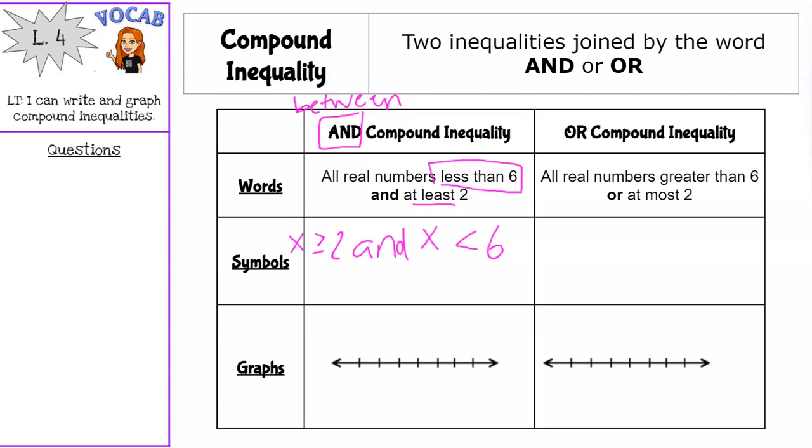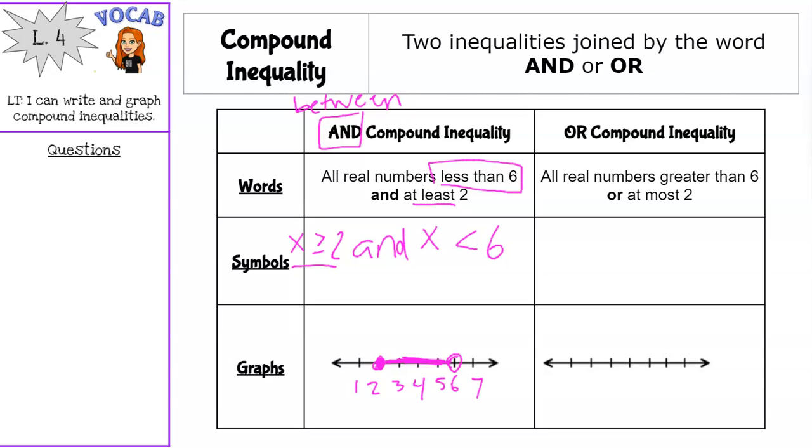So on the graph, we can see it better. So if I put these numbers on the graph, and I graph both of those inequalities on the same graph, I have x is greater than or equal to 2, so I would shade 2, color in that circle, and shade to the right, because 3 and 4 are greater than 2. And x is less than 6, so it would be an open circle at 6, and I would shade towards 5 and 4, because those are less than 6. So you can see it meets between the two circles. So that is an and compound inequality.